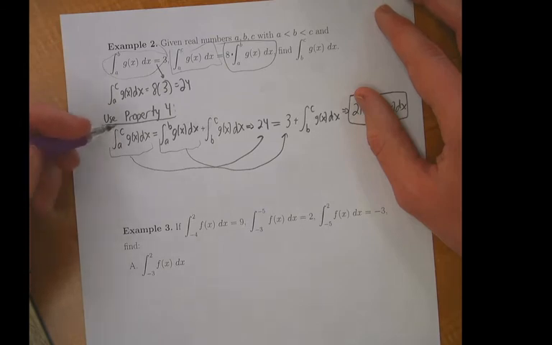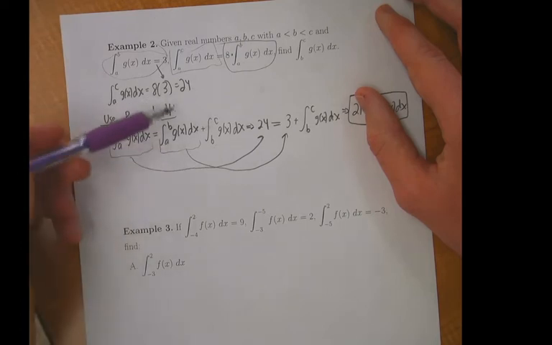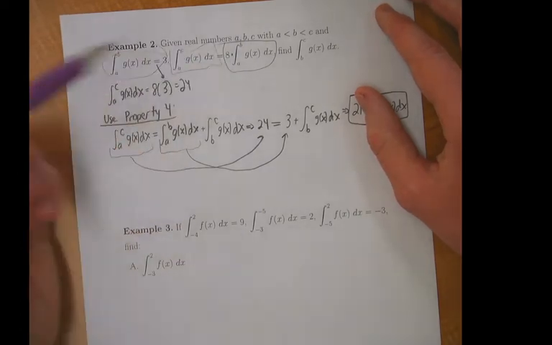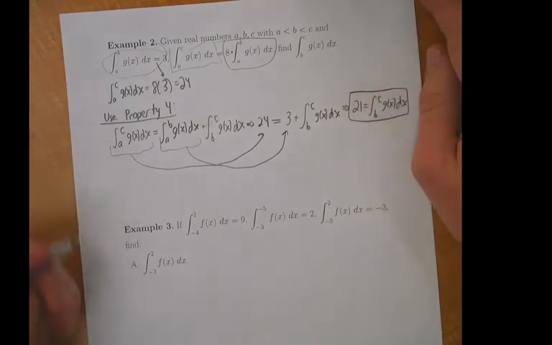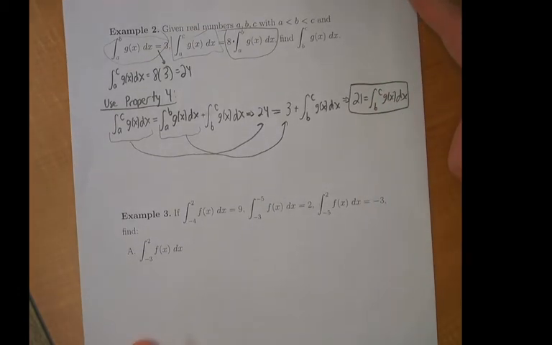Okay. Oh yeah, no, sorry, probably should have clarified that, my bad. So in this case, the integral from a to c is supposed to just be 8 times this. So that's all it means. So any other questions about example 2?